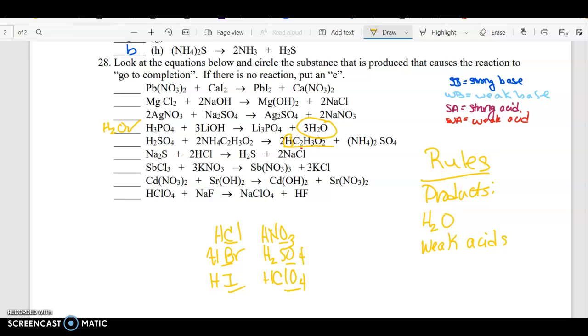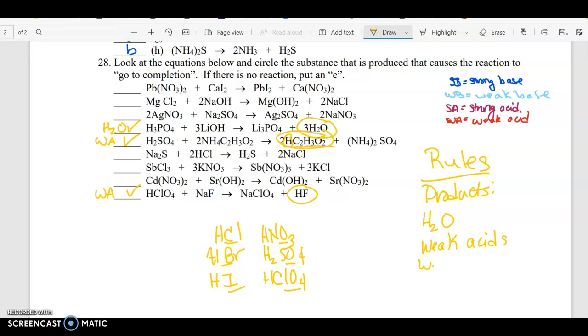All right, so this one, reaction goes to completion because we make a weak acid. And looking through here, I see another weak acid. Here's another molecule that starts with an H and ends with an F. It's not on the list. This also goes to completion because it's a weak acid.